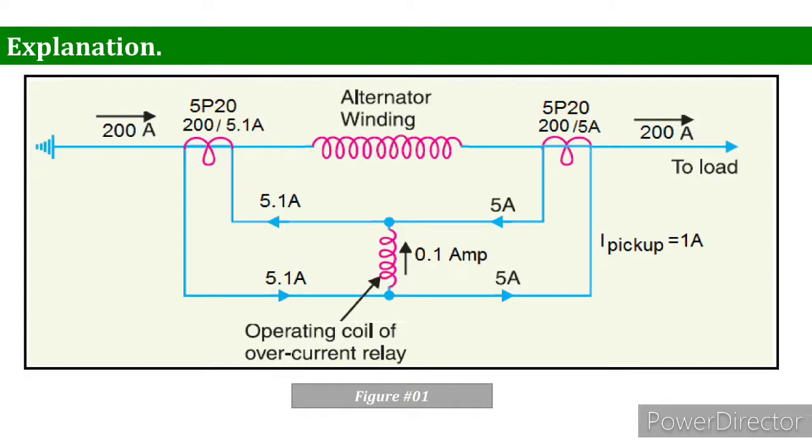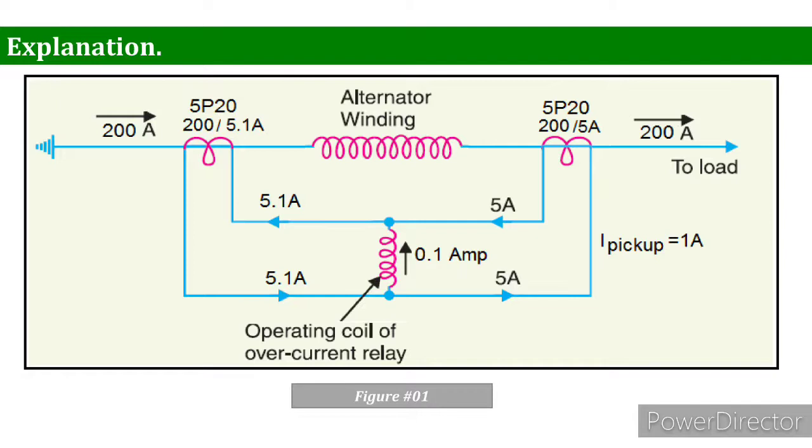Here is one more example of CT mismatch, and we can see practically how it will damage our system. Let's take an example. As you can see in the figure, you have a balanced current like 200 amperes that is entering and leaving the node, and you can say that it is ideally a balanced system. But if you look at the CTs, one CT is 200 by 5.1 ampere and the other one is 200 by 5 ampere.